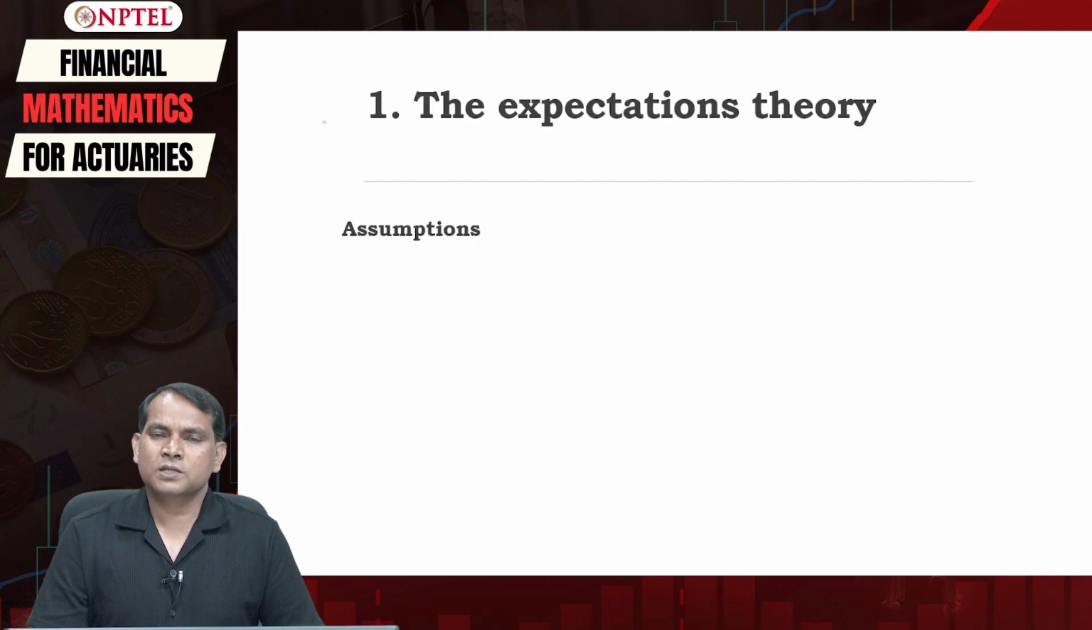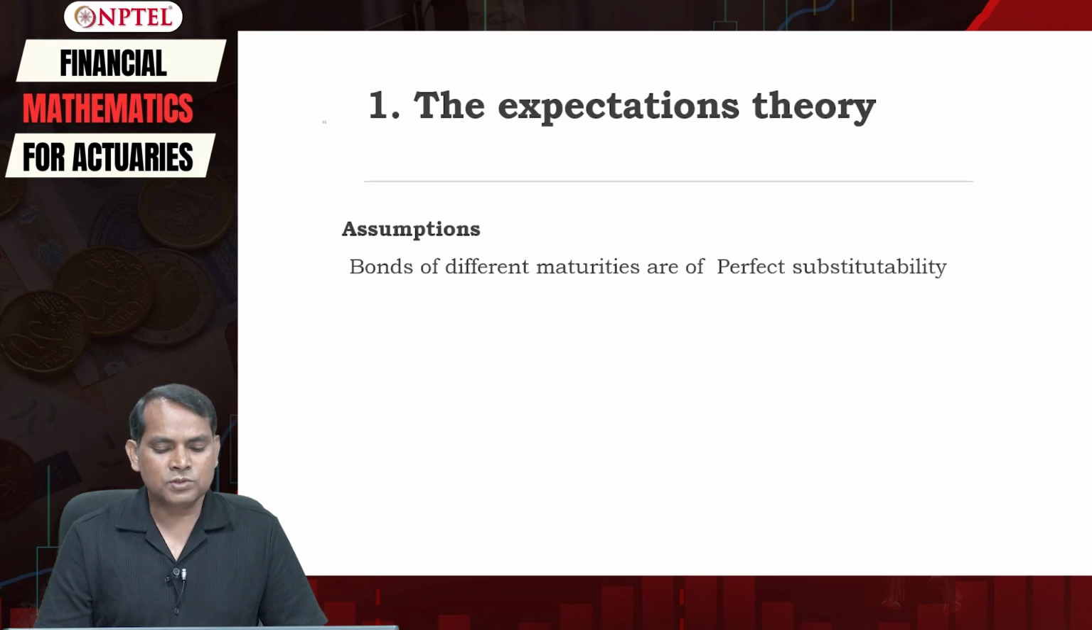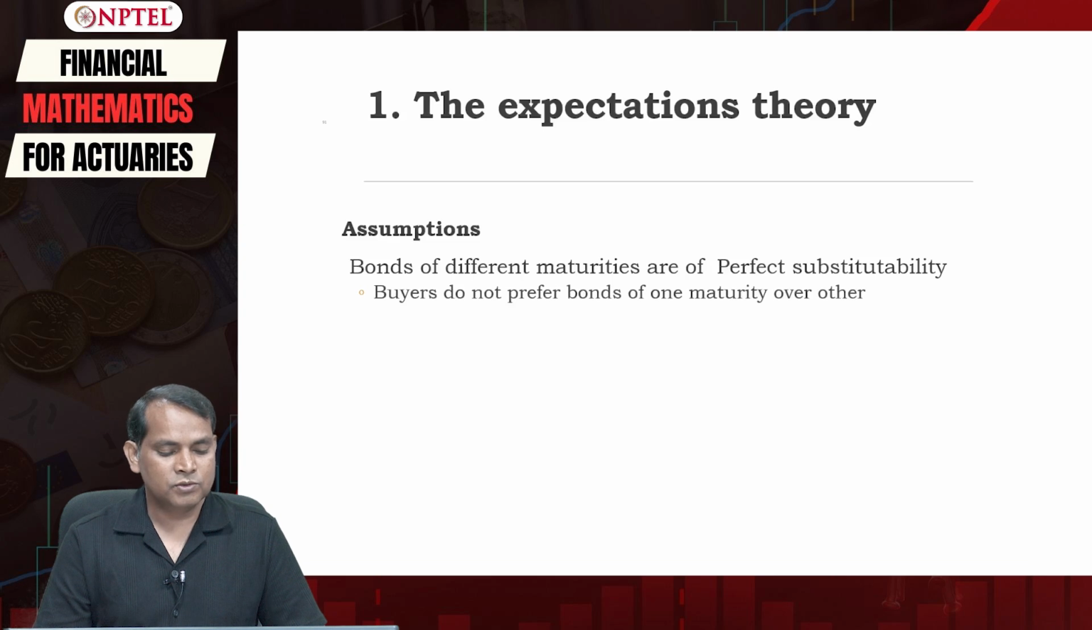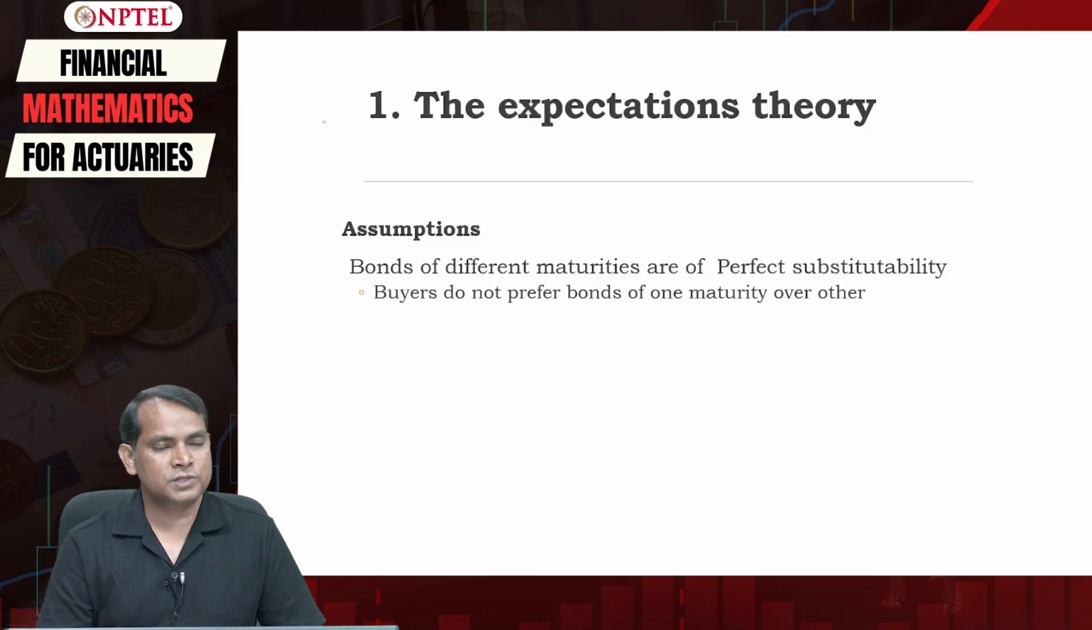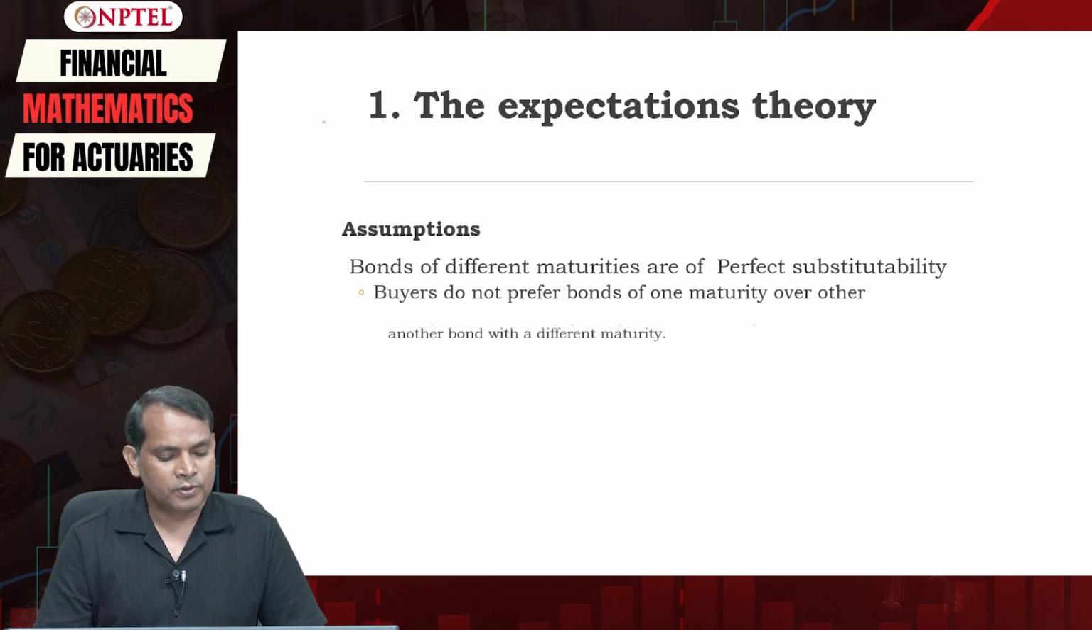So, let us understand this expectation theory. To understand this, we must understand the assumptions the expectation theory takes. What are the assumptions? Bonds of different maturities are perfect substitutes, right? What do you mean by this perfect substitutability? We will understand it slowly, but buyers do not prefer bonds of one maturity over another. So, this theory assumes that a typical buyer will not prefer bonds of one maturity over another maturity.